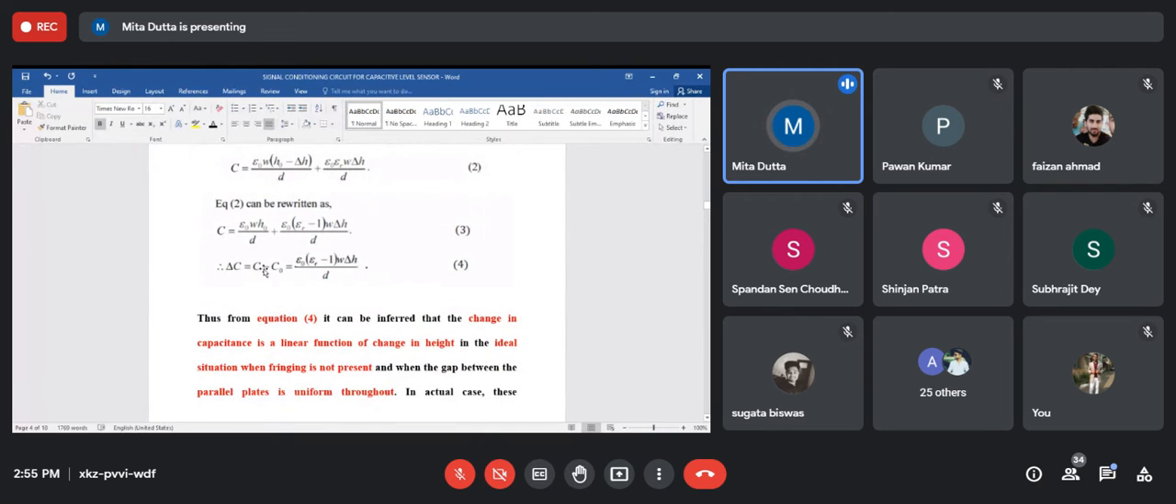So the change in capacitance, del C, will be equal to del H, which is the level of the fluid. So the level of the fluid we can measure with the help of the change in capacitance.